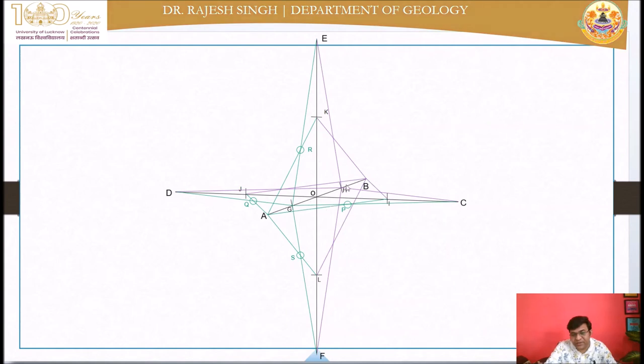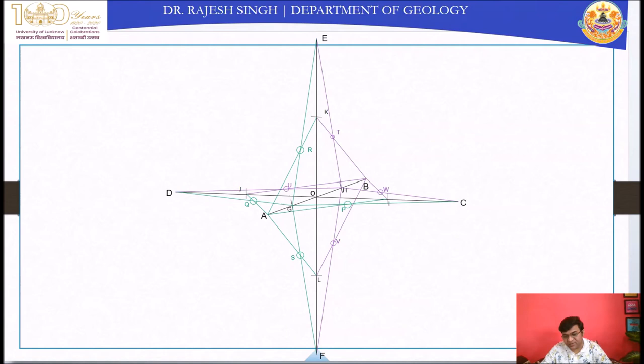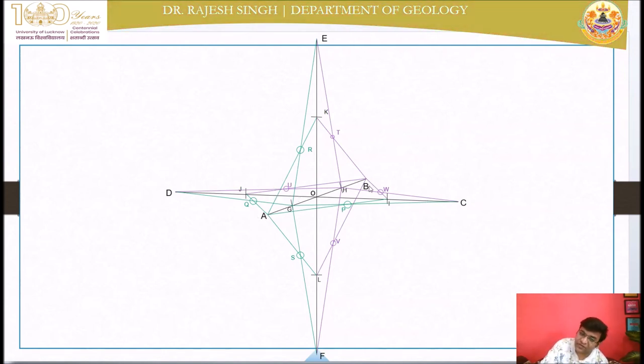So we get another four points, one here, second, third one and fourth one. Name them T, U, V and W. These are the intersection points of the lines from the back side of the A1 and A2 positive and negative ends. So here we get four front and four back points.